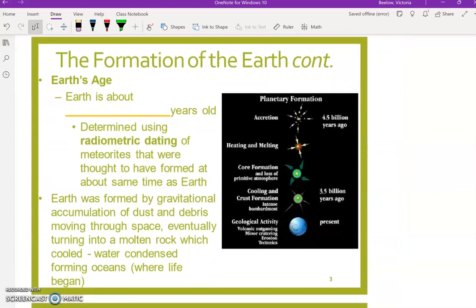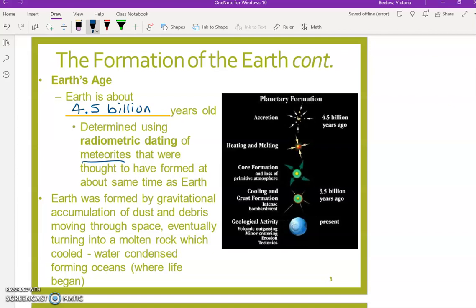Okay, so as discussed in that video, the age of the Earth was talked about. Earth is about 4.5 billion years old. That's very, very old. Scientists have figured that out using something called radiometric dating of meteorites that were thought to have formed around the same time as Earth. And we'll be talking about radiometric dating and what that is and how it works in a little bit.